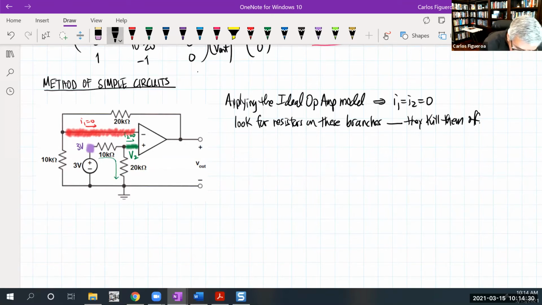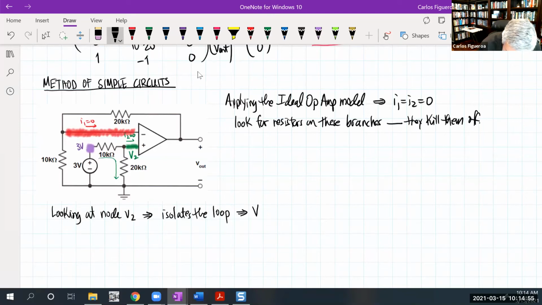So in other words, this is really a voltage divider rule. Looking at node V2, what that tells me is that it isolates the loop, which then means I can use VDR to get V2, which is the same voltage as the 20K.